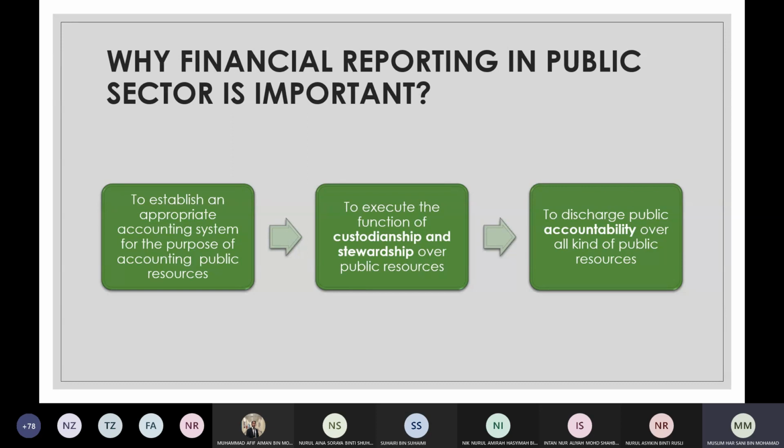To execute the functions of custodianship and stewardship over public resources. Part of accounting. To execute the functions of custodianship and stewardship of public resources.